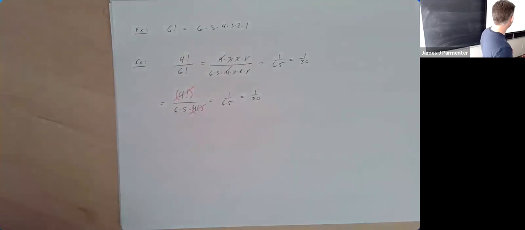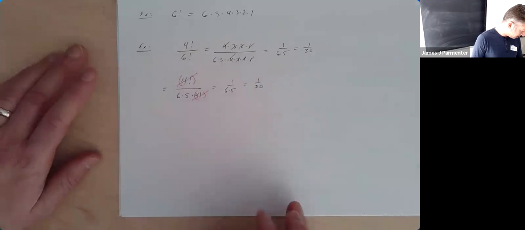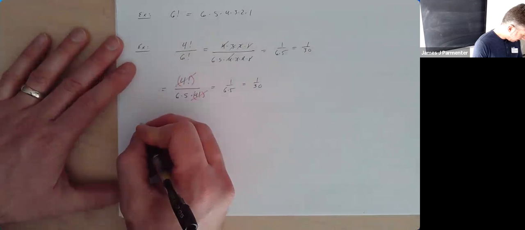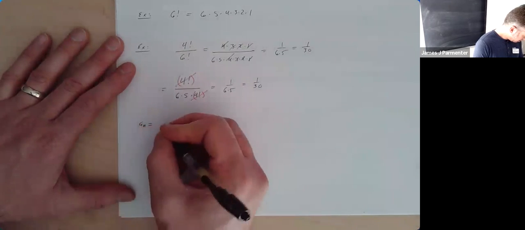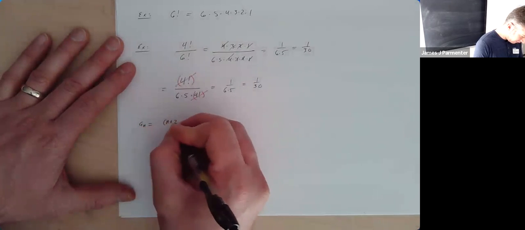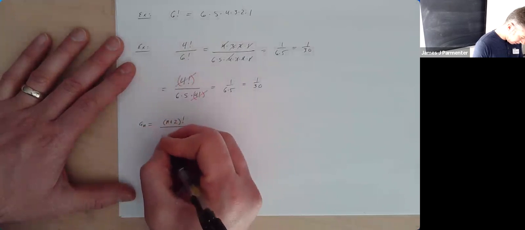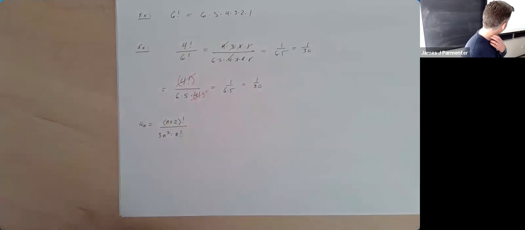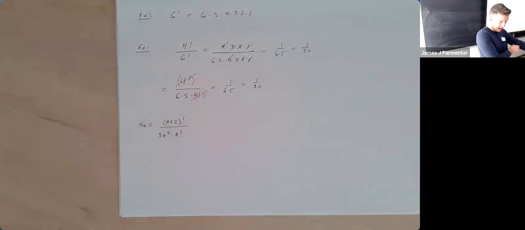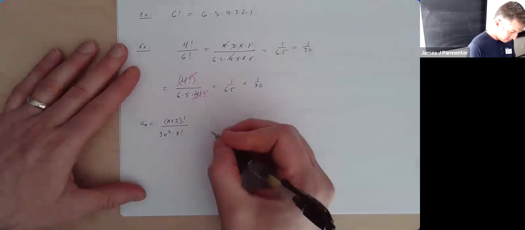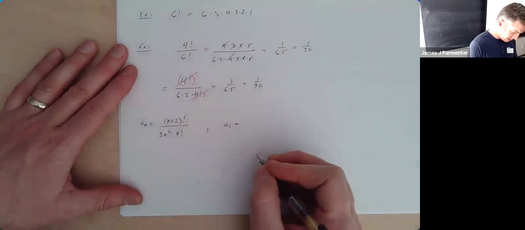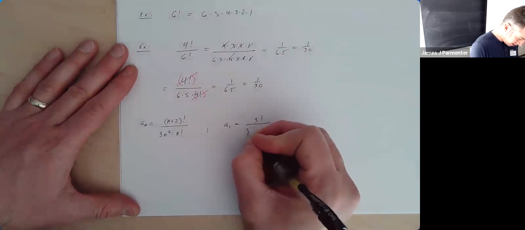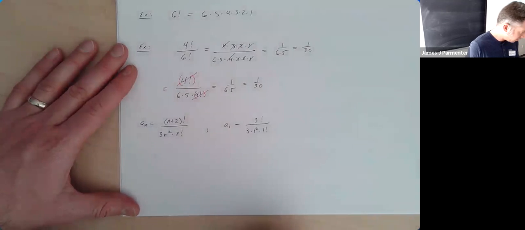The reason I bring this up is because sometimes we're going to see something like this. In fact, let's look at this next example. Let's say we had a sequence that was n plus 2 factorial over 3n squared times n factorial. And I want to write out some terms. So my first term is 3 factorial over 3 times 1 squared times 1 factorial.